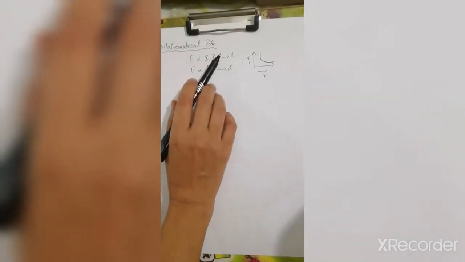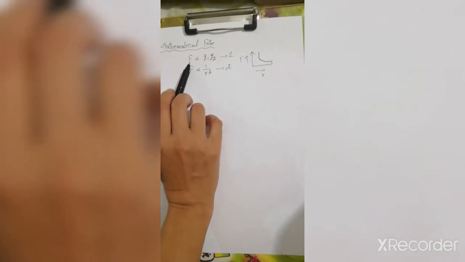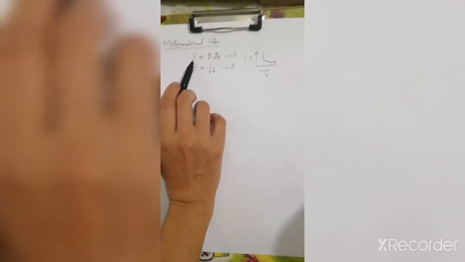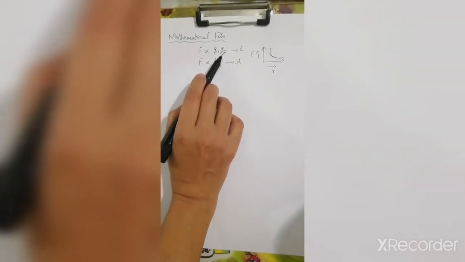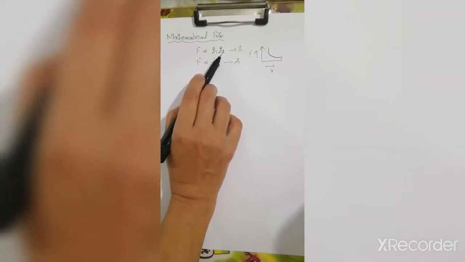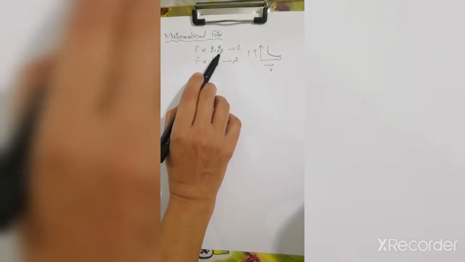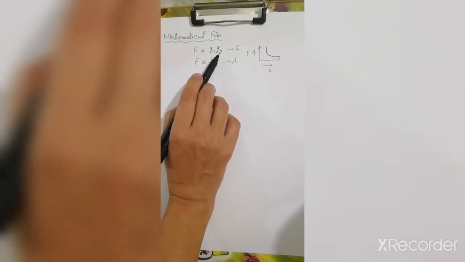Mathematical form of Coulomb's law. Force, represented by capital F, is directly proportional to Q1 and Q2. Q1 and Q2 are the point charges. What is a point charge? A charge with non-zero value concentrated at a point is called a point charge.